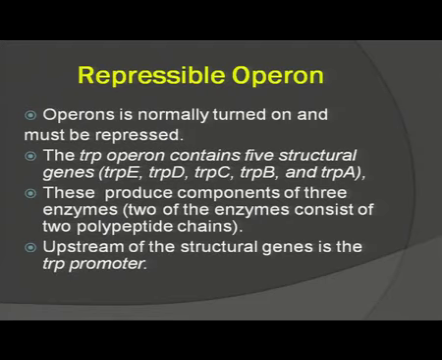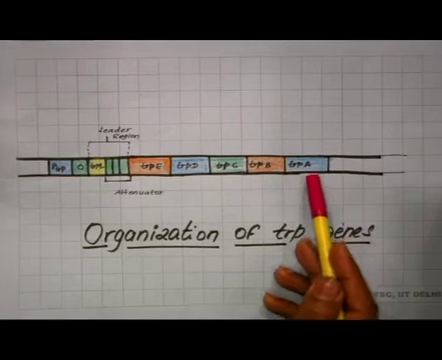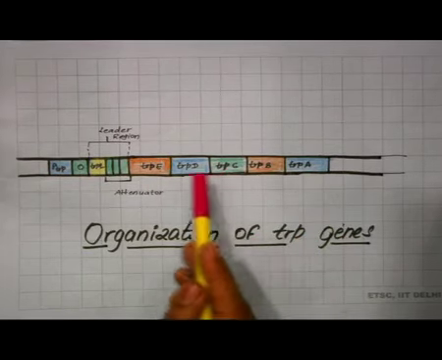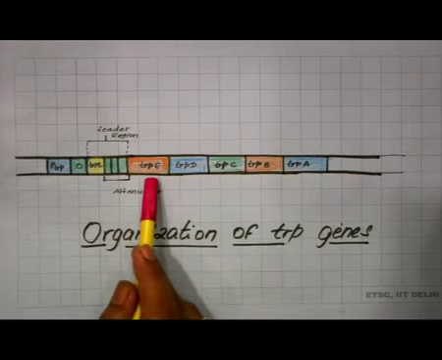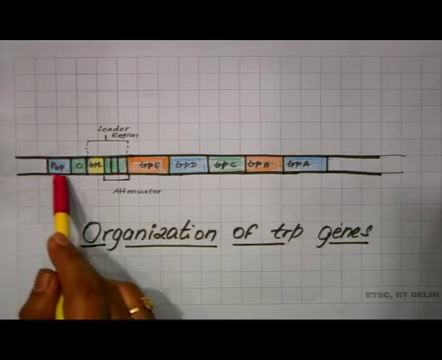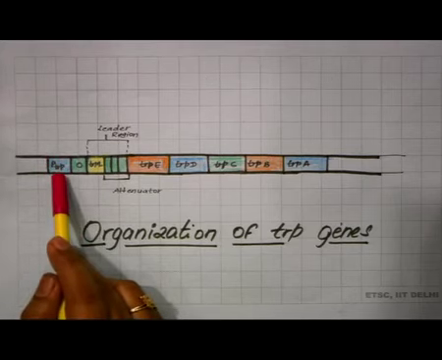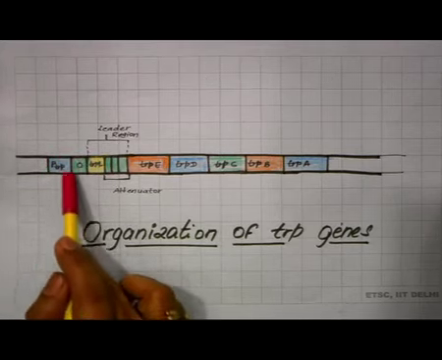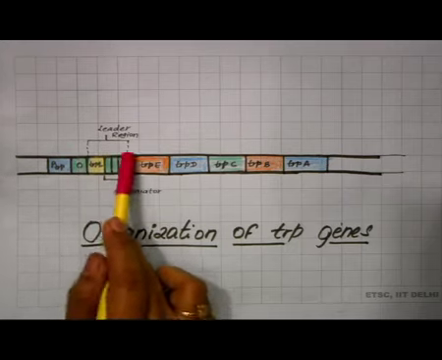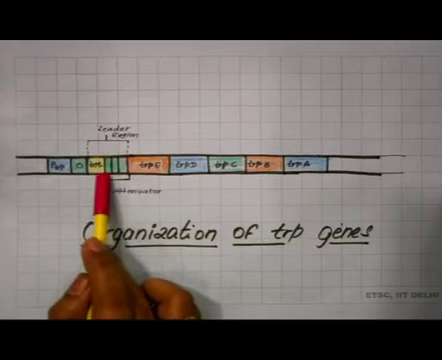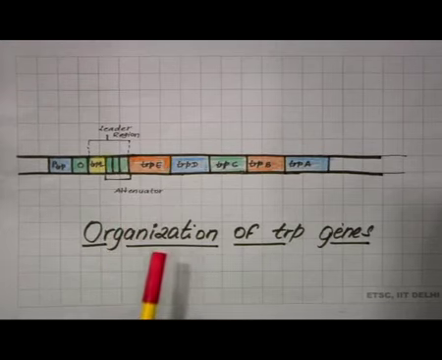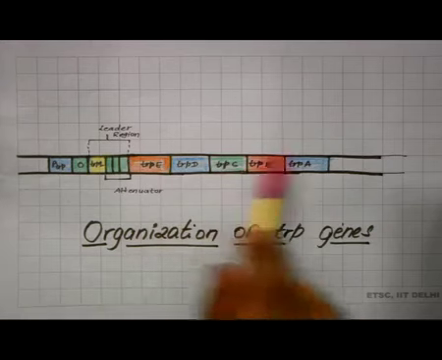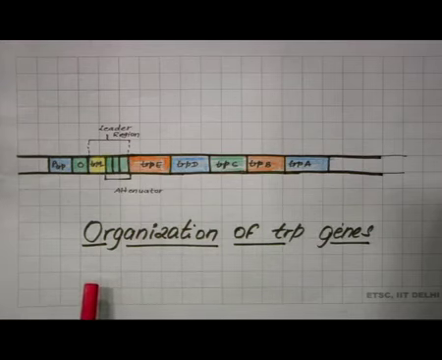These are the structural genes TRPA, TRPB, TRPC, TRPD and TRPE. Upstream of these structural genes is a promoter, and downstream of this promoter is an operator. These are the leader region and these are the attenuator region. We will learn the details of this attenuator later in the session. So, this is how the genes are organized for TRP biosynthesis.